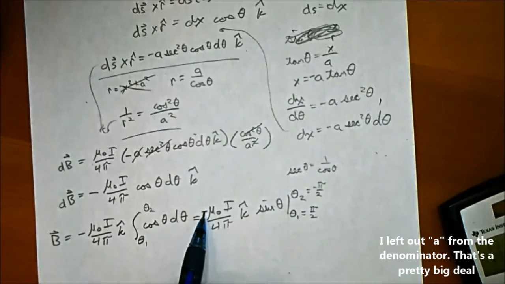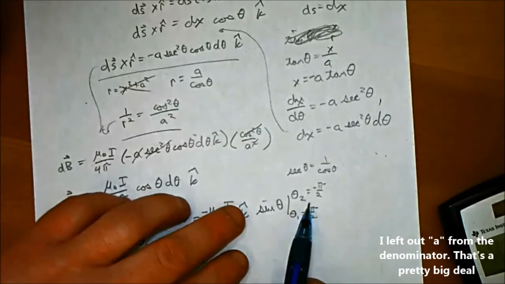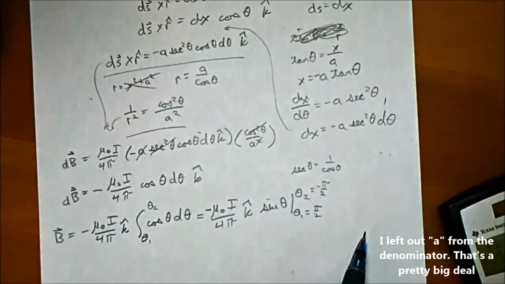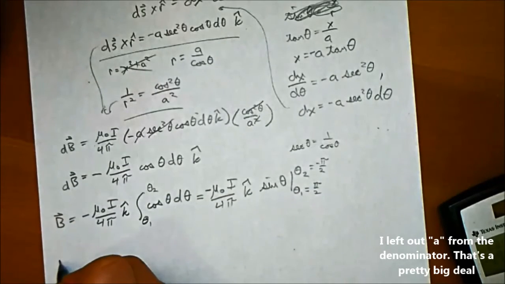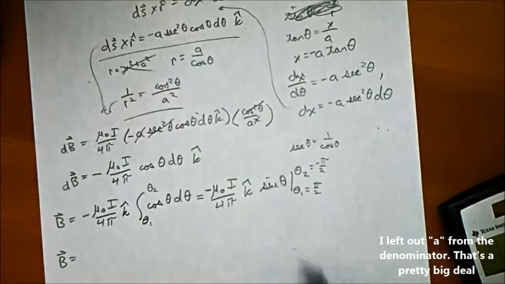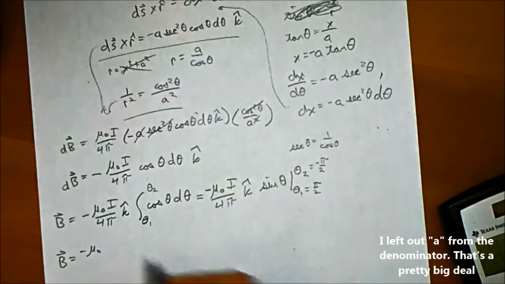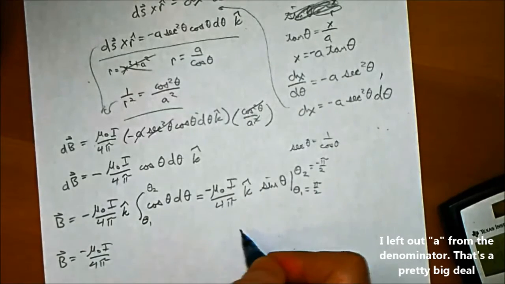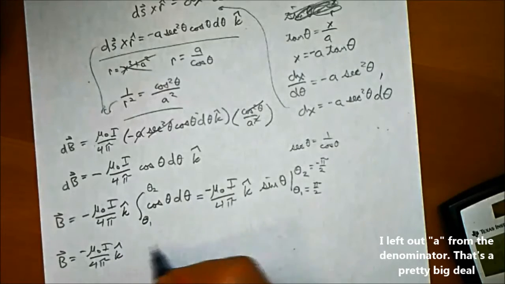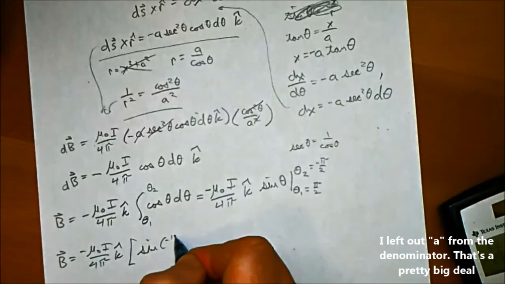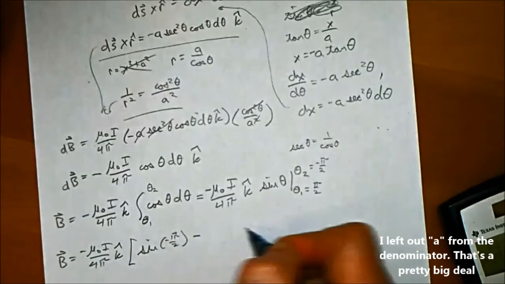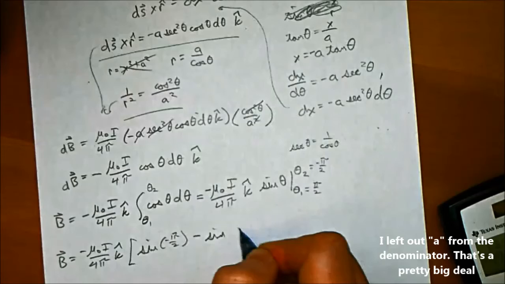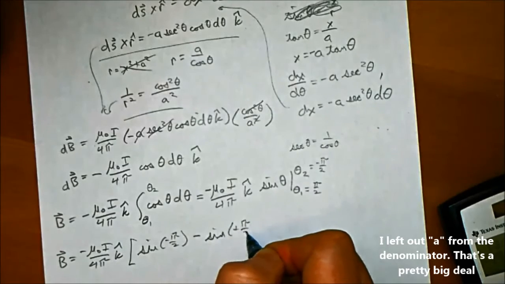Now I could take that negative sign and absorb it into the integration limits by flipping them. I think that keeps things a little neater, but people often get angry when I do that, so I won't do that here. So mu naught I over 4 pi k hat times sine of negative pi over 2 minus sine of positive pi over 2.